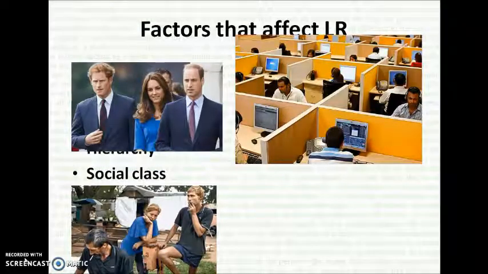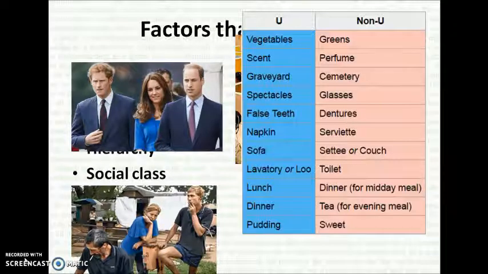Social class also affects the language people use. Upper class, represented by the royal family, uses a different language register than office workers, and their language is different from that of manual workers. In Britain, these distinctions are so big you can often classify a person simply by the language they use. The differences between language registers include pronunciation, vocabulary, accent, and even certain grammar structures. Here you can see a few examples of differences between upper and non-upper class language.